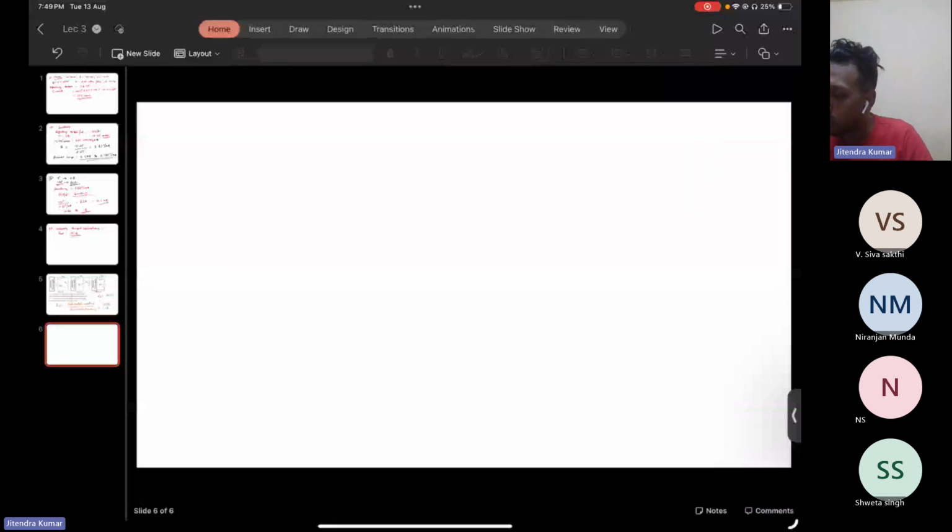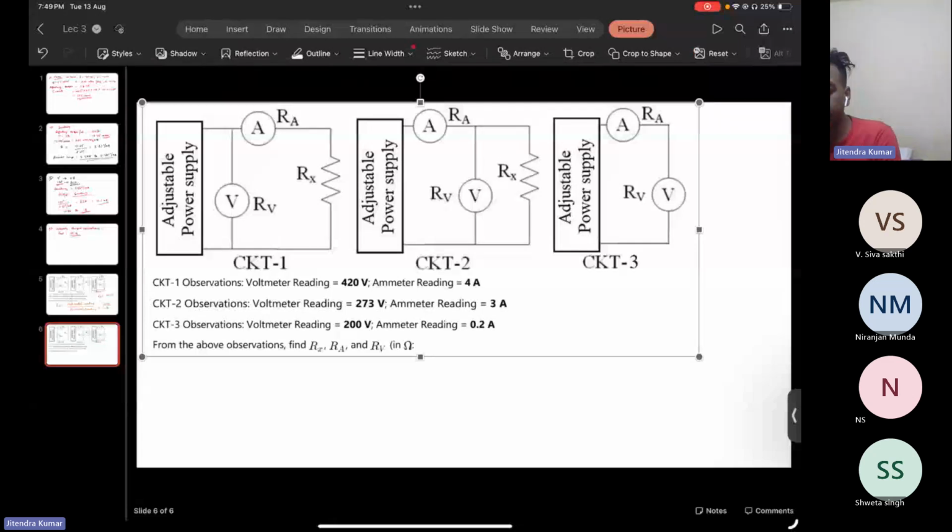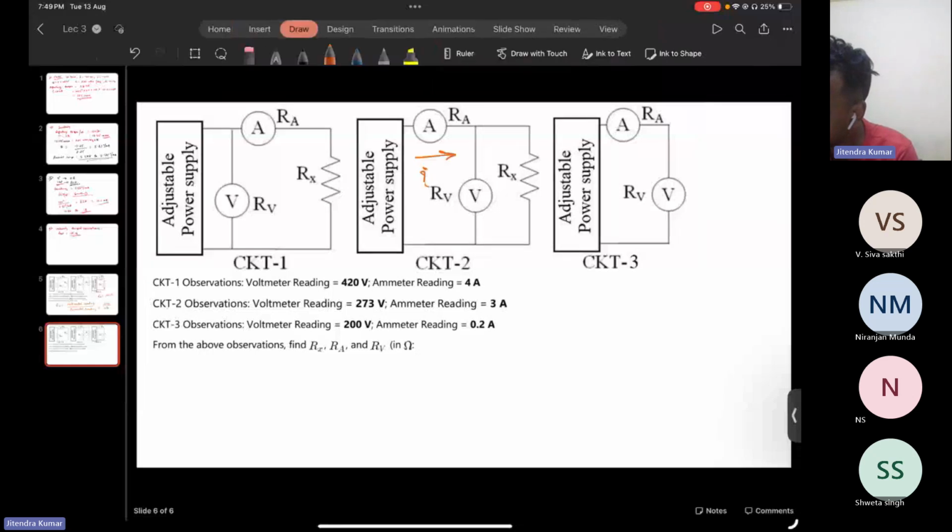Now, if we know RV, what can we do? We know this current IA. And if we know the equivalent resistance of RV and RX in parallel, whatever the current is flowing through the ammeter, the same current will flow among both of them. And since the voltmeter is connected here, the voltmeter reading will be the voltage across Rx and Rv. So voltage will be the same and current will be the same. Only equivalent resistance will change, isn't it? So do not get confused and please stop me if you're getting any doubt here.